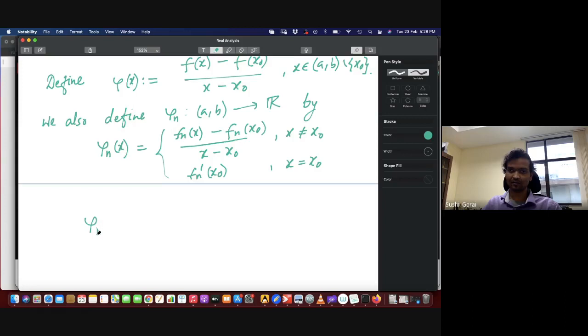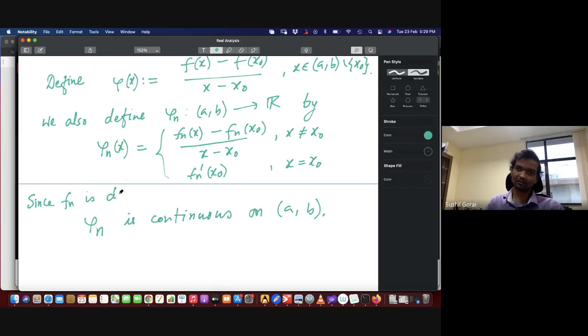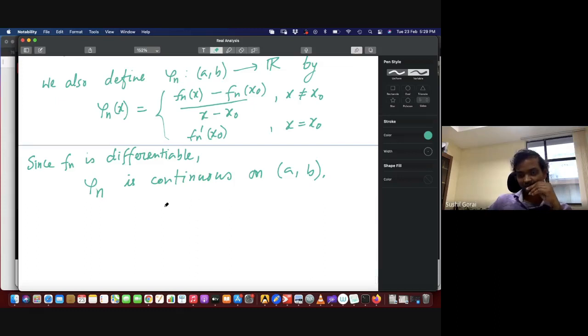Now phi n is continuous on (a, b), right? Is this clear? I should put the reason: since Fn is differentiable, the limit as x tends to x naught of this one exists, and the limit is Fn prime x naught. So phi n is continuous. All right. And does the sequence phi n converge? Any guess?